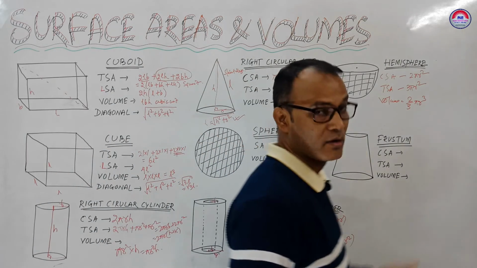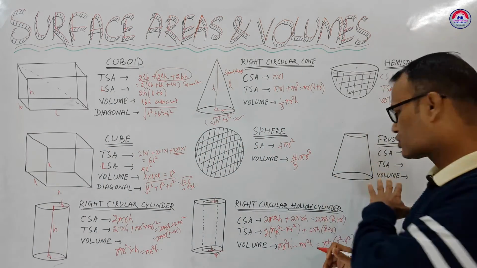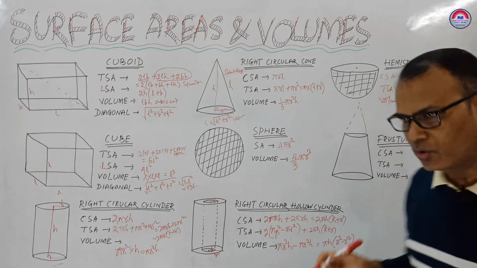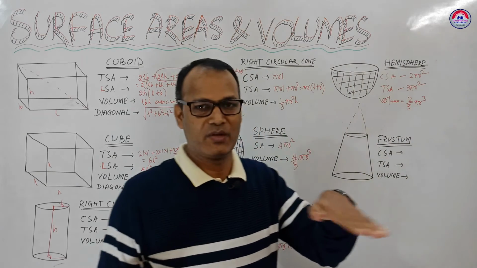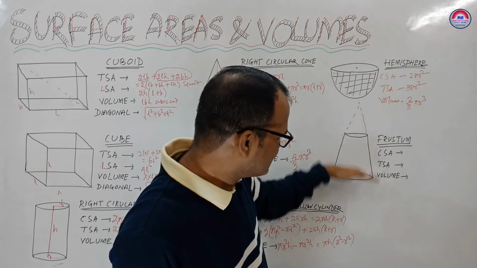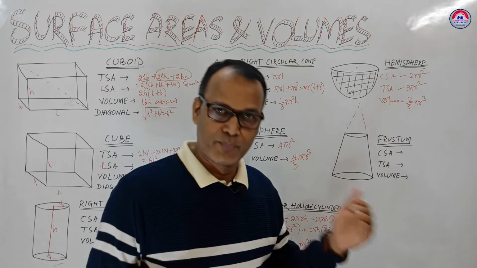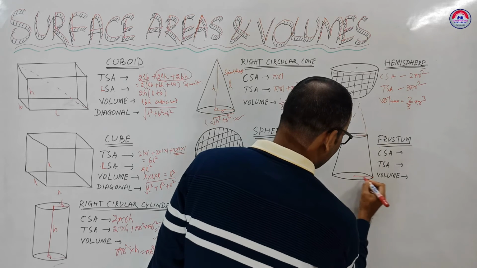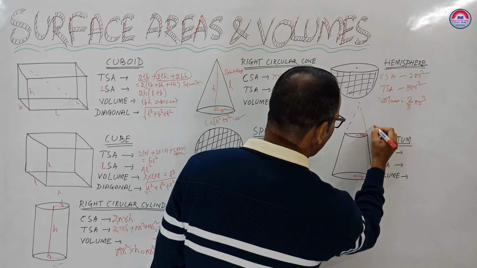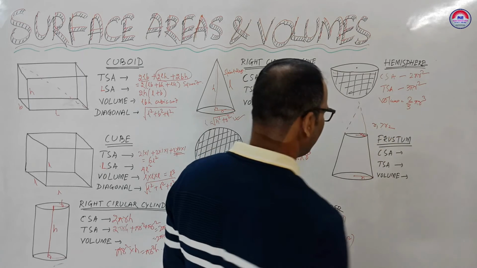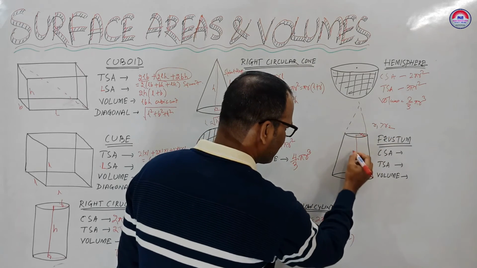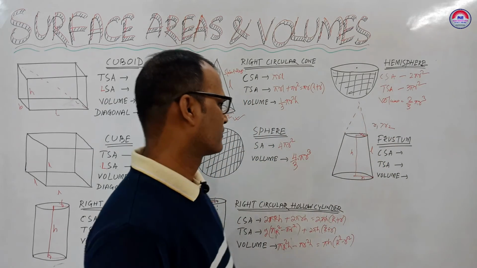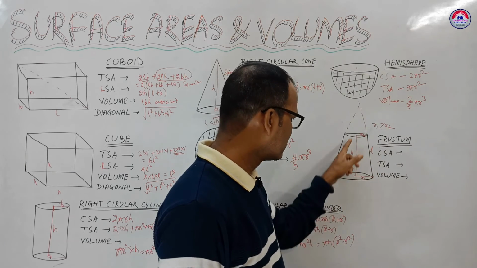Then comes at last frustum. Frustum is what? If a right circular cone is given and you cut the cone using a parallel plane, this portion is called frustum. Here you see, we take this radius R1, this is R2, where R1 is greater than R2. This one is H, the height, and this slant edge is L.